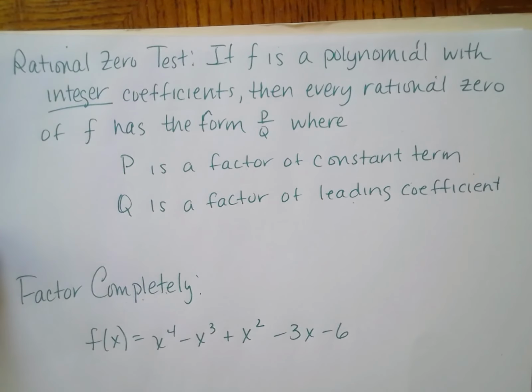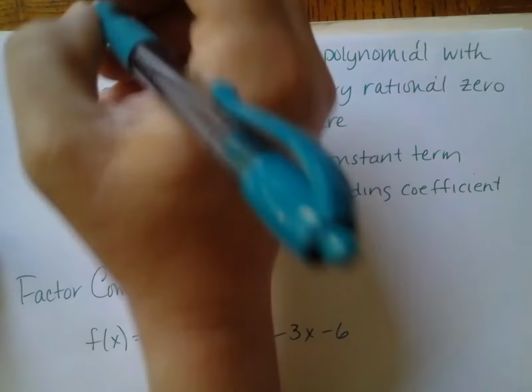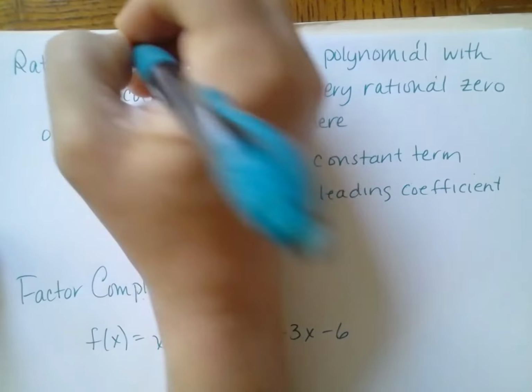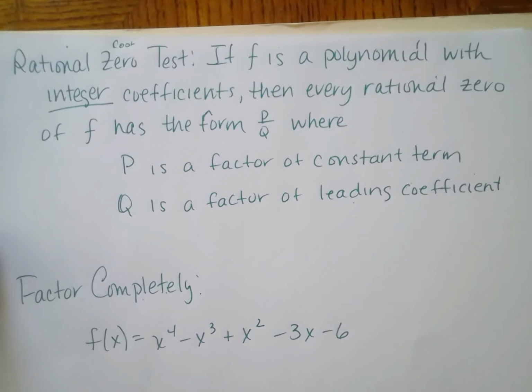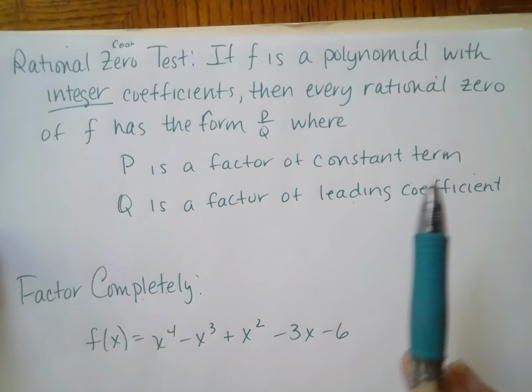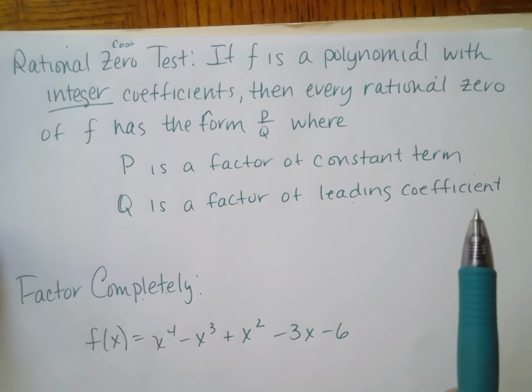Okay, now I could guess values all day long, and the good news is that someone else has come up with what is called the rational zero test, or sometimes it's called the rational root, because sometimes we call zeros roots. Okay, so this is the rational zero test. If f is a polynomial with integer coefficients, they have to be integers, meaning whole numbers, positive or negative, then every rational zero of f has the form p over q, where p is a factor of the constant term and q is a factor of the leading coefficient.